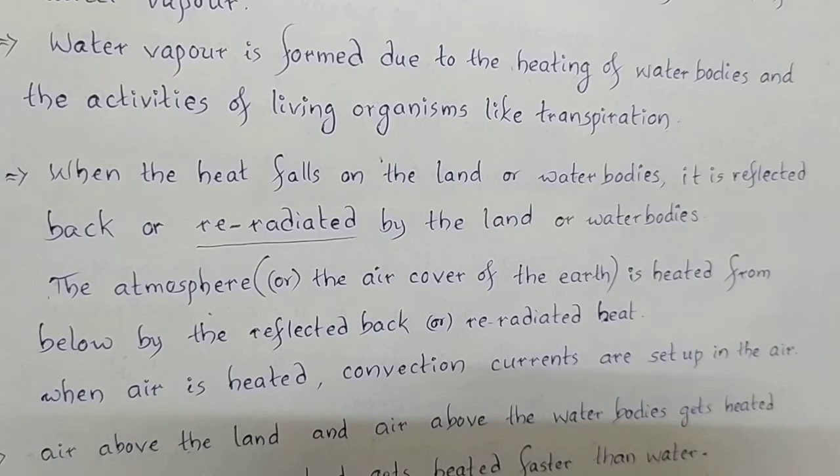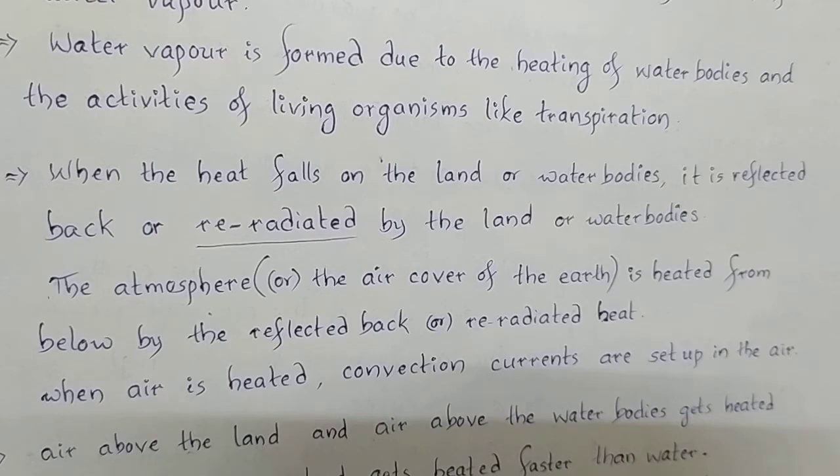The air cover is present above the earth, and the earth is getting heated below the air. After the earth is heated, the heat is reflected back. So heat is coming from below the air. So the atmosphere is heated from below by the reflected back or re-radiated heat.